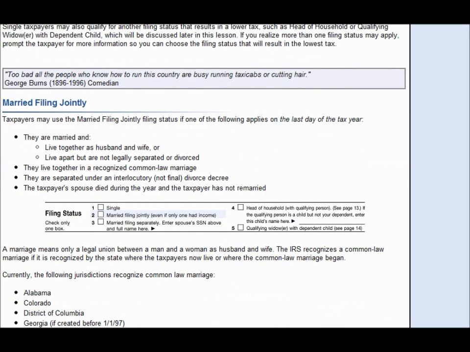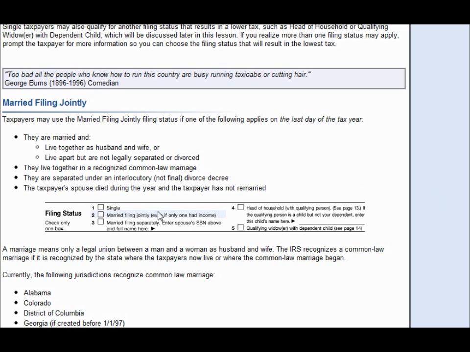Next, married filing jointly. Taxpayers may use the married filing jointly status if one of the following applies on the last day of the tax year. And remember, that's December 31st. They are married and live together as husband and wife, or live apart but are not legally separated or divorced. They live together in a recognized common law marriage. They are separated under a not final divorce decree. The taxpayer's spouse died during the year and the taxpayer has not remarried.